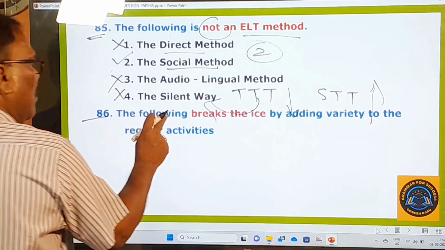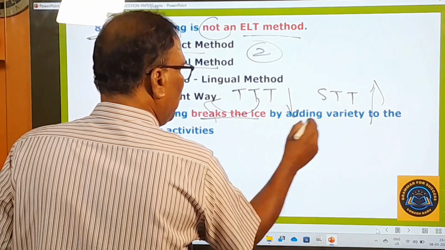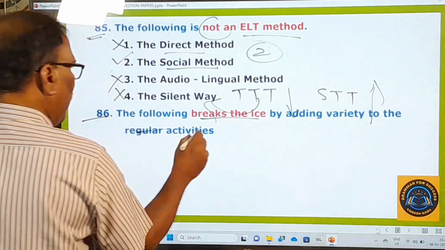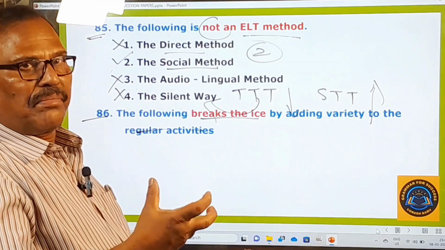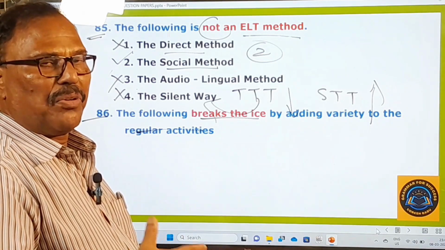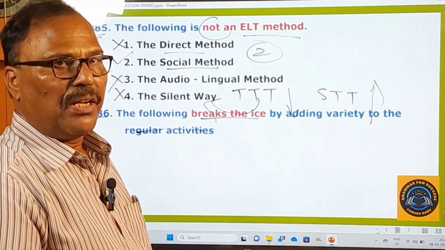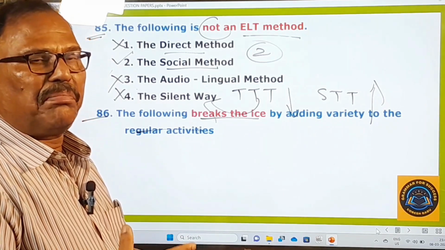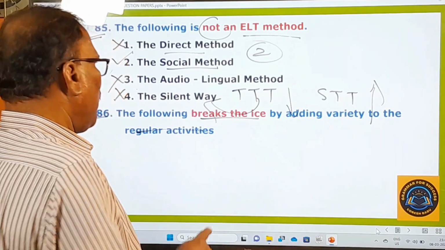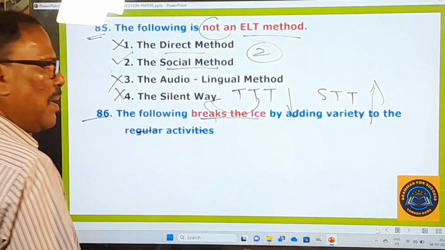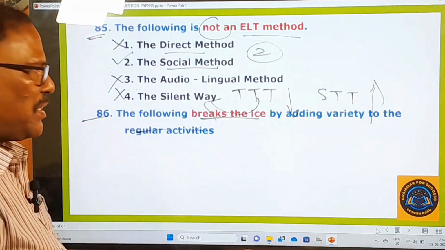86th one. The following breaks the ice by adding variety to the regular activity. Breaks the ice means breaking the ice. Before you begin something, you do something to make the people that are there active and lively. So that's called breaking the ice. Beginning some activity, right?